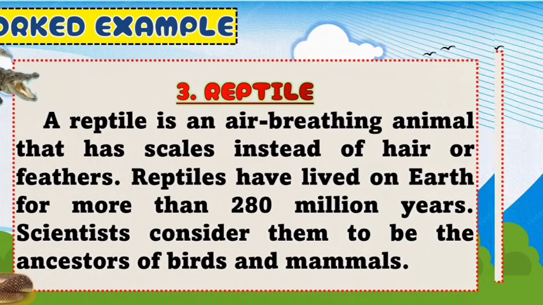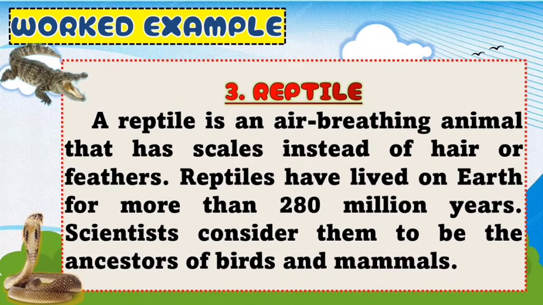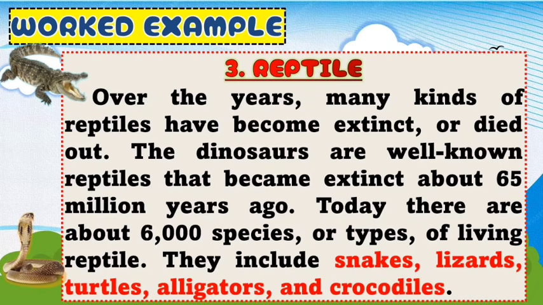Group 3. Reptiles. A reptile is an air-breathing animal that has scales instead of hair or feathers. Reptiles have lived on Earth for more than 280 million years. Scientists consider them to be the ancestors of birds and mammals. Over the years, many kinds of reptiles have become extinct or died out. The dinosaurs are well-known reptiles that became extinct about 65 million years ago. Today, there are about 6,000 species or types of living reptile.